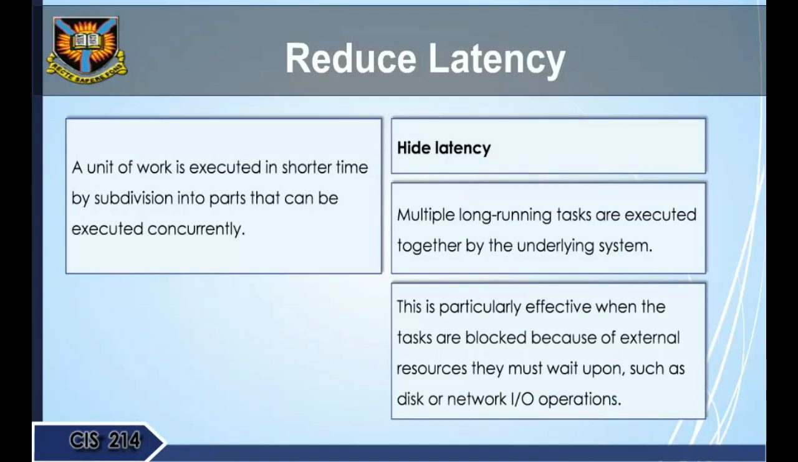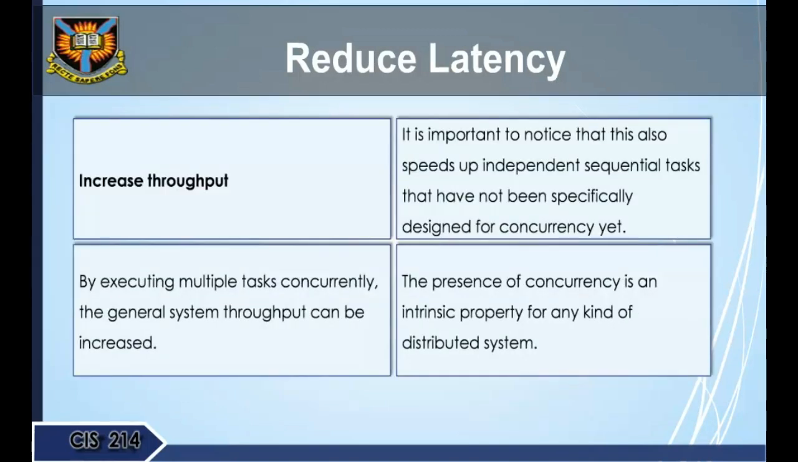Reduce latency. A unit of work is executed in shorter time by subdivision into parts that can be executed concurrently. High latency. Multiple long-running tasks are executed together by the underlying system. This is particularly effective when the tasks are blocked because of external resources they must wait upon, such as disk or network I/O operations.